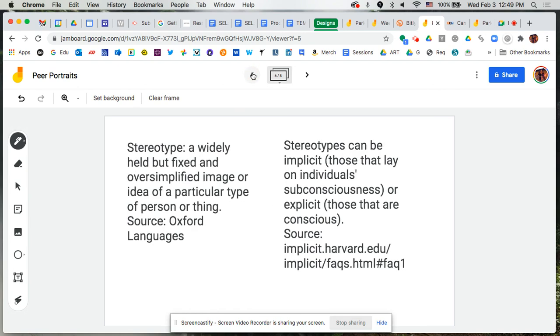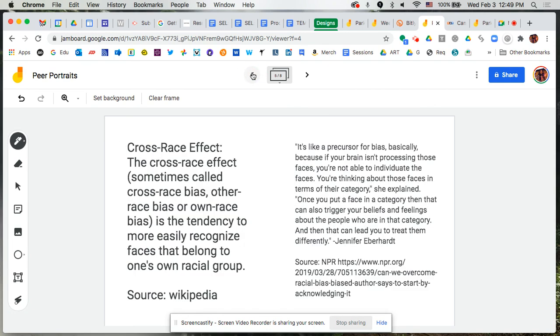I hope this has been useful to you as showcasing a way to use Jamboards in a very different way. Obviously, here we're targeting the issue of stereotypes, cross-race effect, bias, racism, etc. And this particular tool really allows us that sort of flexibility to be able to create something that helps us become better at being anti-bias and anti-racist.